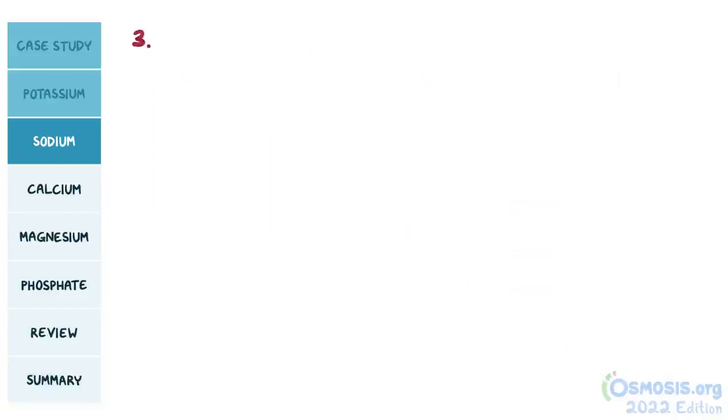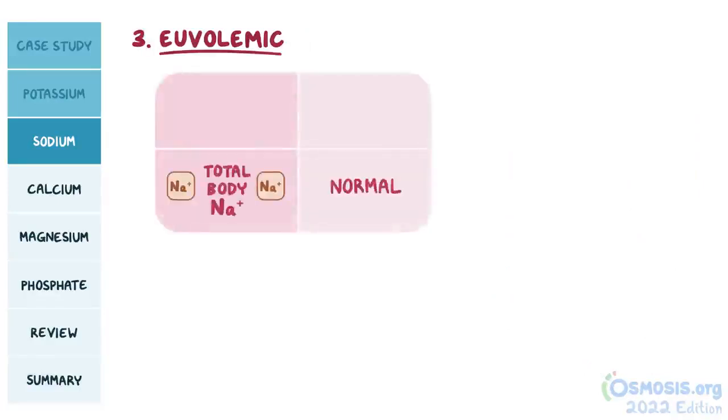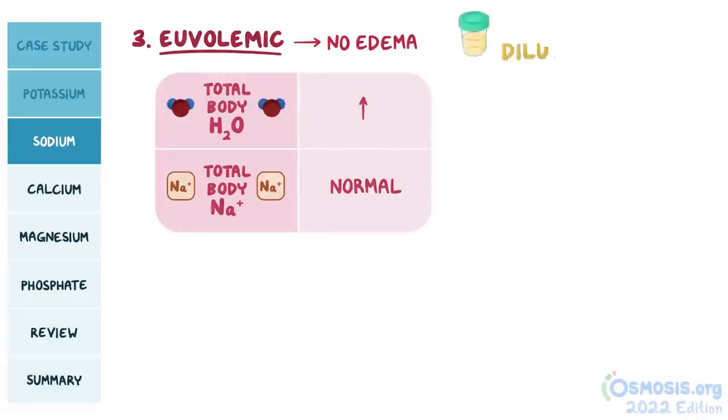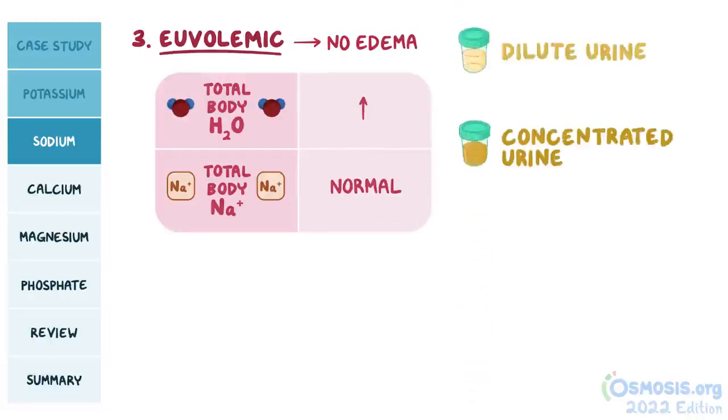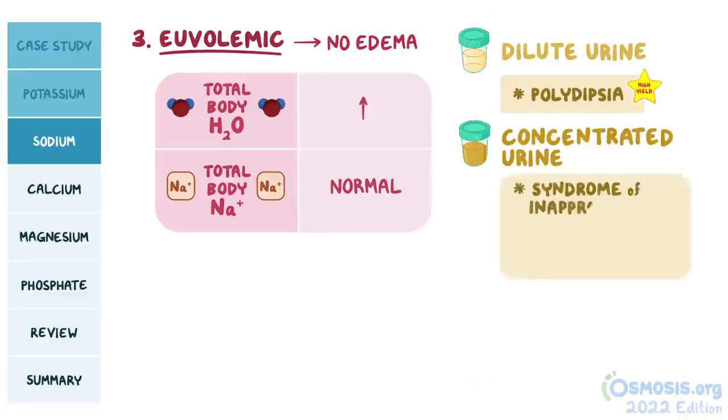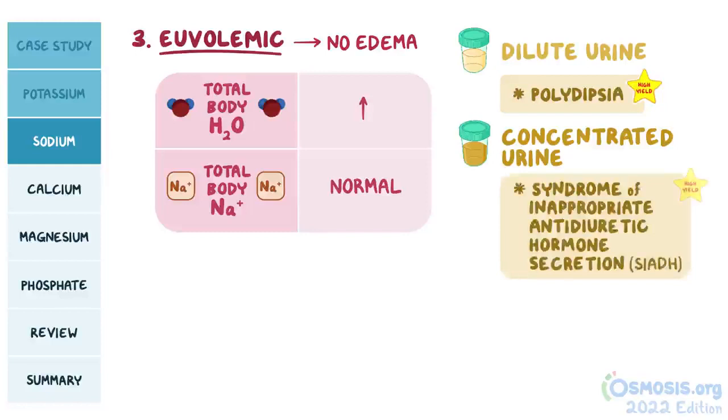A third category is euvolemic hyponatremia, or normal volume hyponatremia, which is when there's normal body sodium with an increase in total body water. However, we call it euvolemic because there's no edema. Euvolemic hyponatremia can be split into cases with dilute urine and concentrated urine. Conditions that cause dilute urine include drinking too much water, called polydipsia, but the main condition that causes concentrated urine is the syndrome of inappropriate antidiuretic hormone secretion, or SIADH for short.